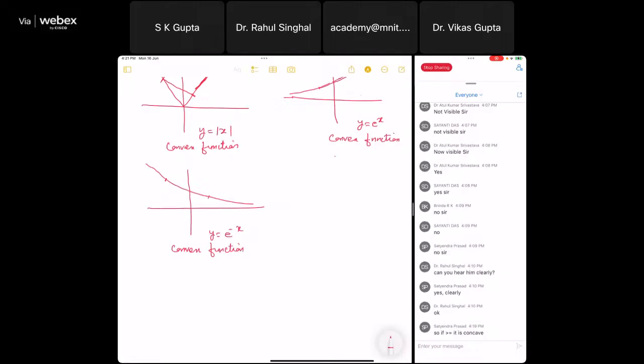Now you take y equal to x cube. The graph is something like this. Now you take one point here, one point here, join the chord. The chord sometimes lies above the curve, sometimes lies below the curve. So this is not a convex function. Are you getting my point?